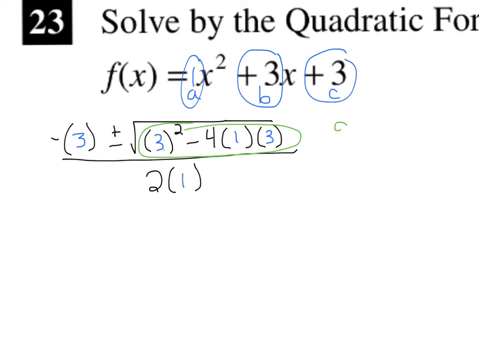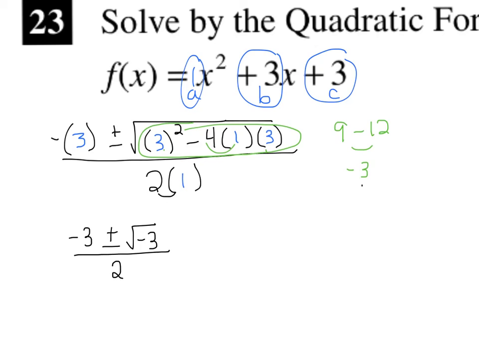3 squared is 9. Negative 4 times 1 is negative 4. Negative 4 times 3 is negative 12. 9 minus 12 is negative 3. So that's what goes underneath the square root sign. Out in front, you have a negative 3 and a plus or minus sign. Underneath the square root sign, we have negative 3. And on bottom, 2 times 1 is 2.